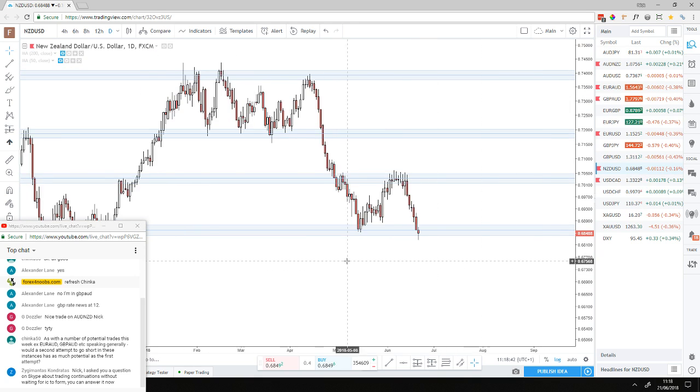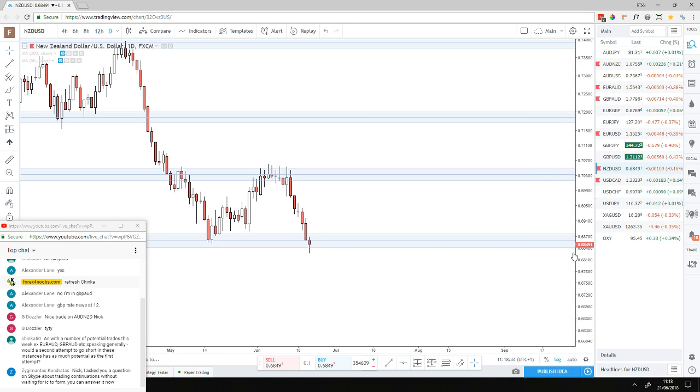So it's quite an interesting setup. It's a strong support area. It's already stalling out there. I am definitely looking for a long here, guys. Definitely looking for a long.